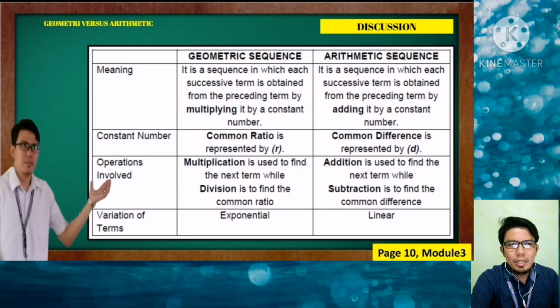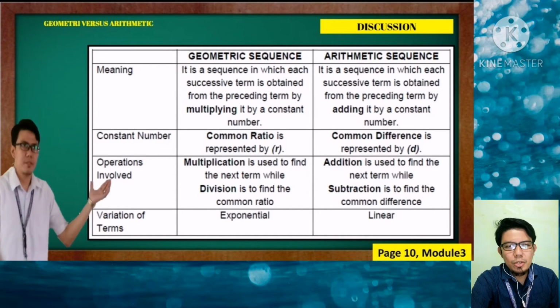So again, for the definition, the difference is that in arithmetic sequence it's addition, and for geometric sequence it's multiplication. Now, for the constant number, in arithmetic sequence, we call the constant addend the common difference, represented by small letter d. While in geometric sequence, we call it the common ratio, represented by r, the one that we multiply repeatedly to the preceding term to get the next term.